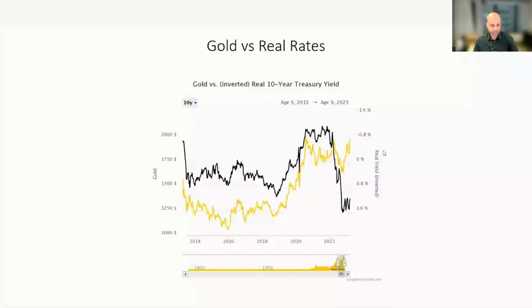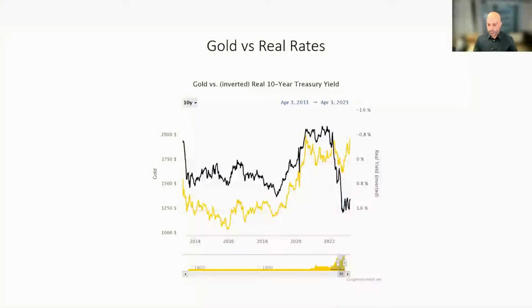What's important to note about this axis is that it is an inverted axis versus gold. The reason it is inverted is to clearly illustrate the correlation between gold and real rates. You can see here the gold price y-axis is from $1,000 to $2,000. Real yields is inverted, so it goes from positive 1.6% to negative 1.6%. This chart is showing us the history of the last 10 years.